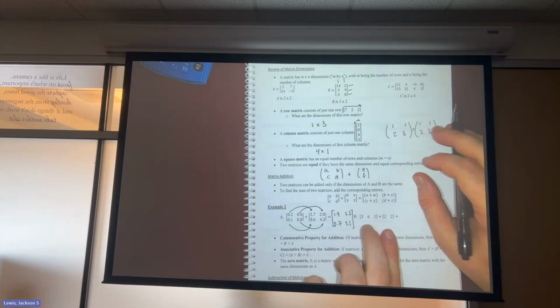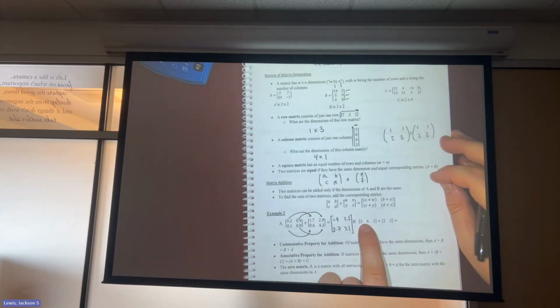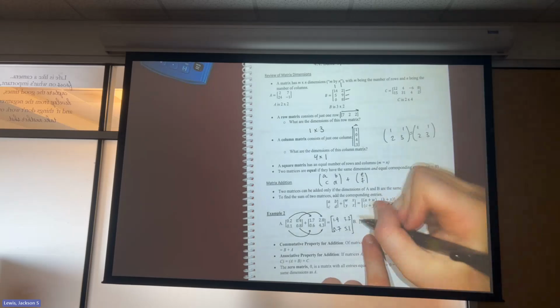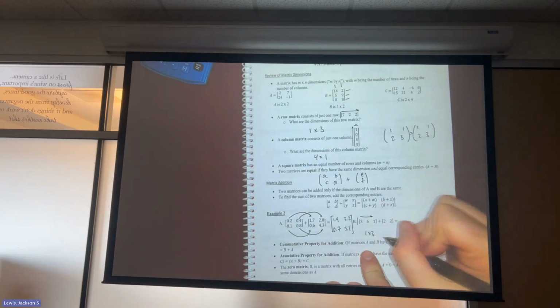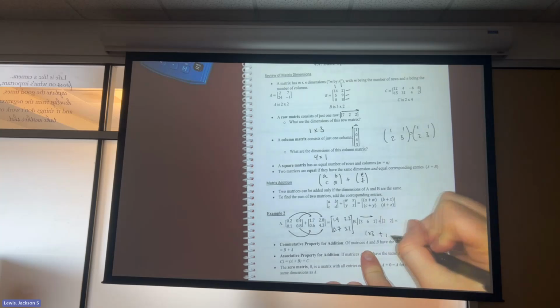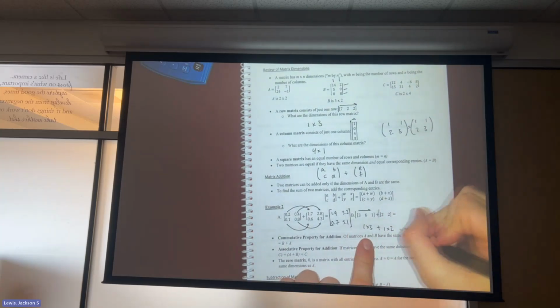This one, can I combine these two matrices? What's the dimension of this first matrix? Up 1, over 3. This one's up 1, over 2. These are not the same thing, so I can't add.